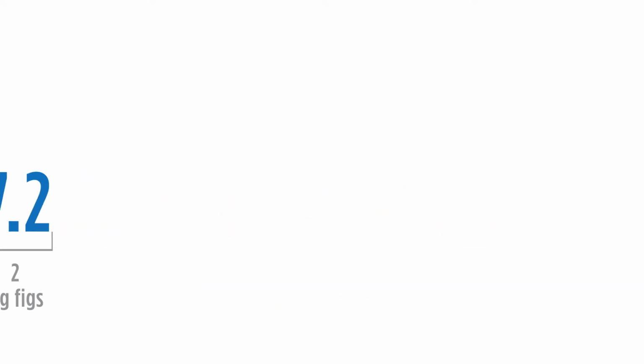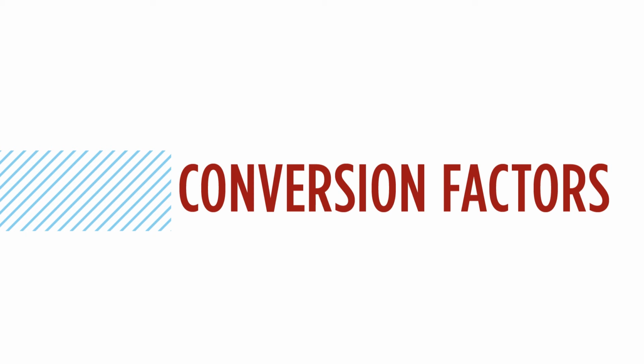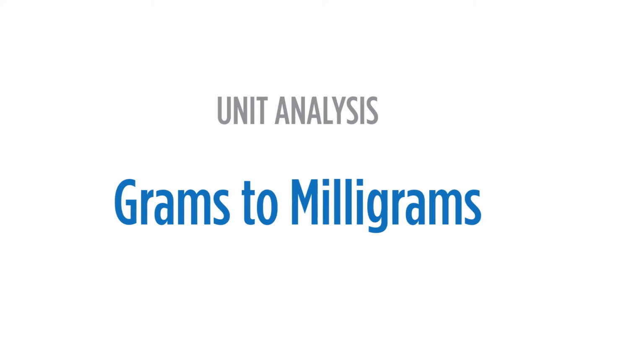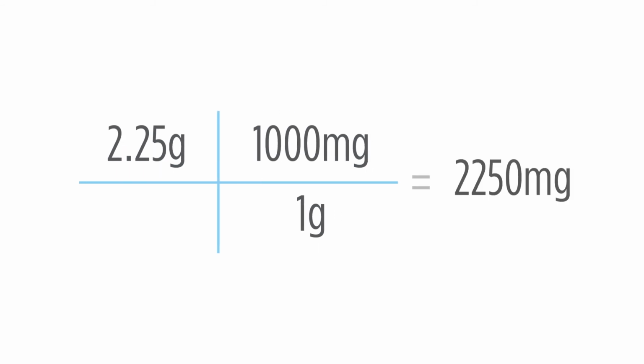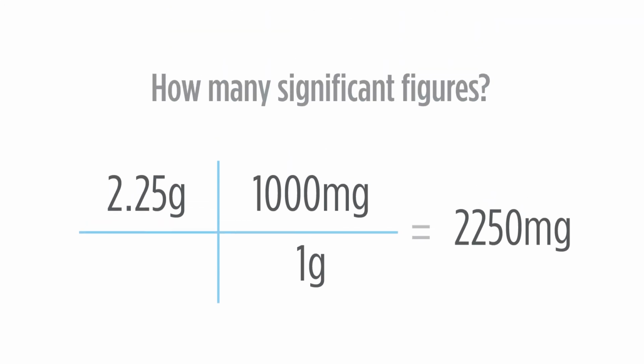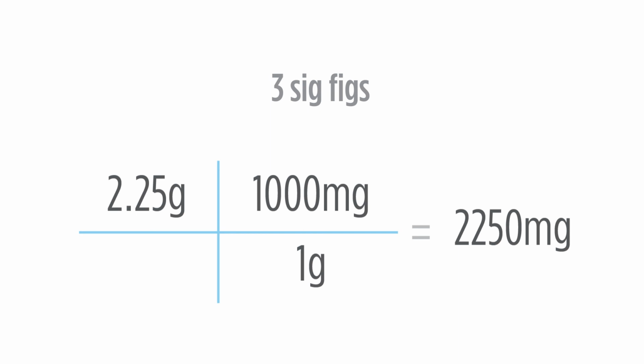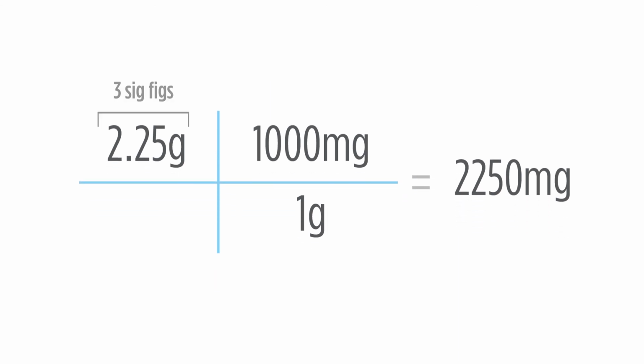The other thing to consider is conversion factors. So let's say that we're doing a unit analysis and we're going to do unit conversion from grams to milligrams. So we start with 2.25 grams. Now we know that we're going to need to convert that, so we use the definition of 1 gram is equal to 1,000 milligrams. We get the answer 2,250 milligrams. Now how many significant figures should we have? Well, if we look at this, we have 3 significant figures. Because we're taking something with 3 significant figures and we're multiplying it by an exact number. Therefore, we should have 3 significant figures.